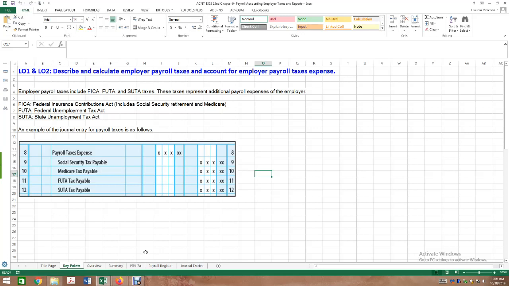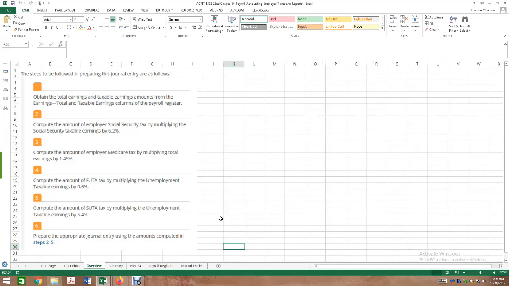This is just an overview of some of the information in the chapter. Now, the steps that need to be followed when you're preparing your journal entry: there are about 6 steps, and all of this is in your textbook. The first thing you have to do is obtain the total earnings and the taxable earnings from the total earnings and taxable earnings columns of the payroll register. So you must complete a payroll register so you are able to do your calculations.